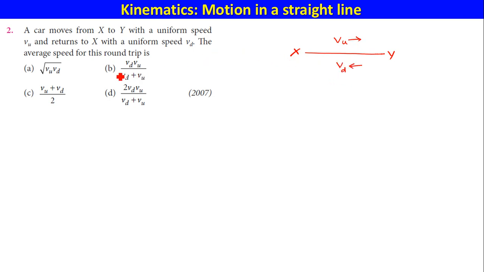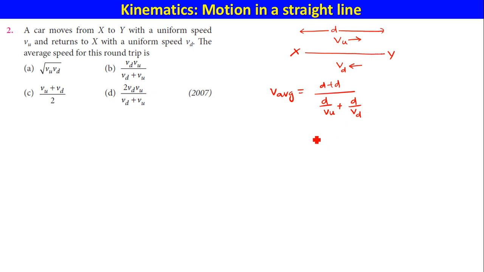Now the average speed for this round trip: again the average speed formula, total distance traveled by total time taken. Let us consider the distance between x and y to be d. Now you are covering two times this distance, x to y and then y to x again, so d plus d, 2d. What will be the total time taken? Time is distance divided by speed: d by vu, plus, from y to x also, the distance is d and the speed is vd.